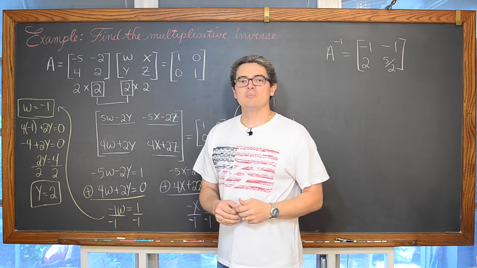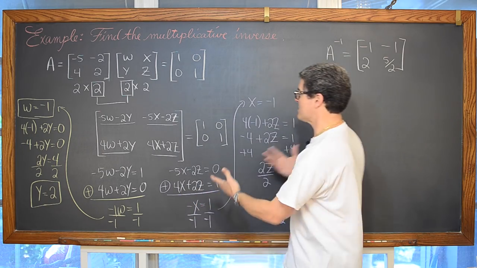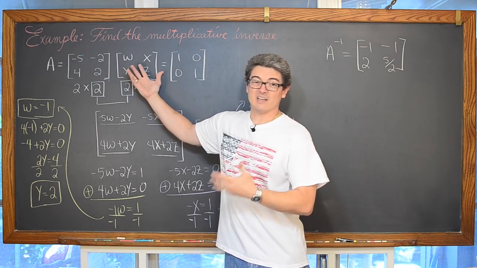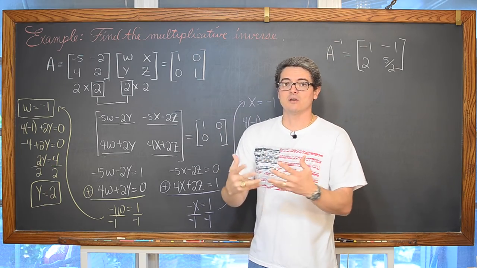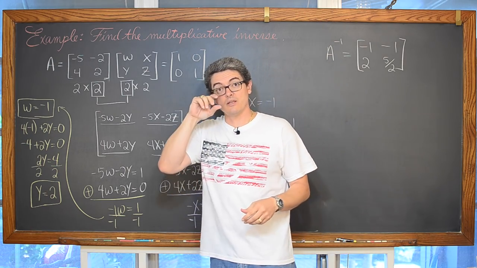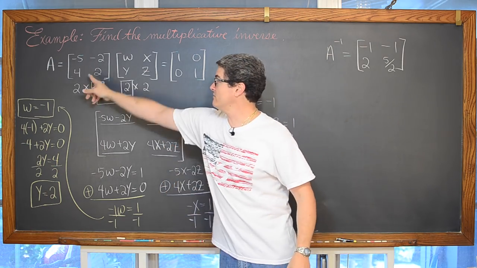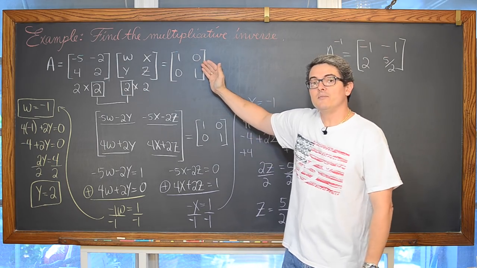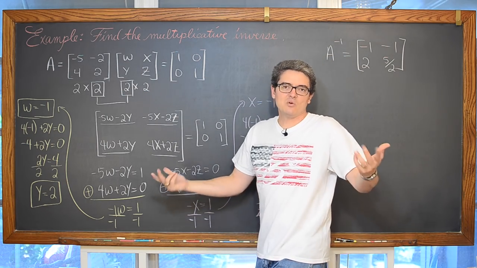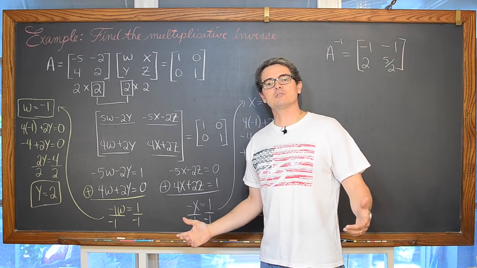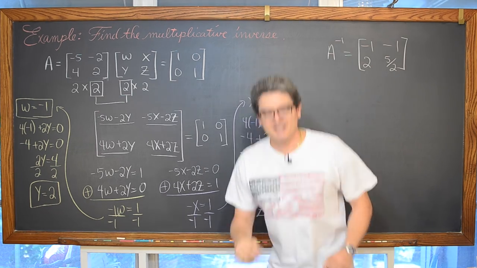Or the inverse of a 2x2 matrix, given a process to follow, as opposed to just, actually, I kind of like this better, just using our understanding of how mathematics works and how when you multiply two numbers which are inverses, you get that identity, all right? But there is a formula for finding inverses of 2x2s. Let's look at it right now.